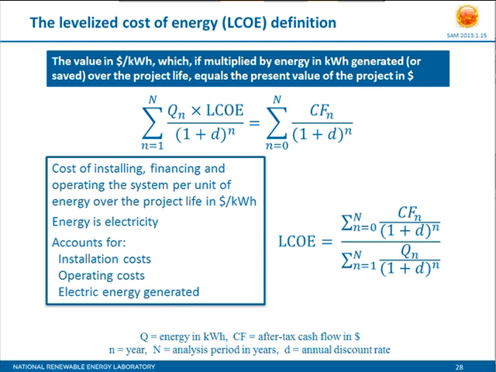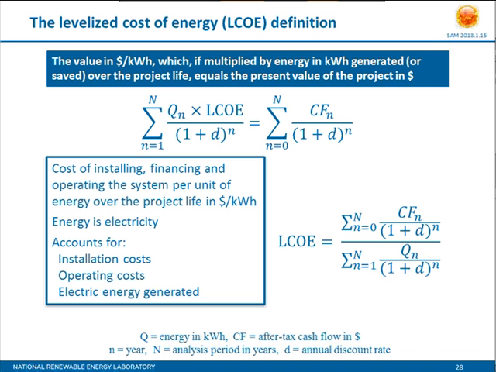Okay, the dreaded levelized cost of energy. This is the sort of classic definition of the levelized cost of energy. So it's a value in dollars per kilowatt hour. If I take that value and multiply it by the energy generated by the system, I get the total cost of the system over its life. So this equation is the definition of the LCOE, and then if I solve for the LCOE, I end up with this equation that SAM uses to calculate the LCOE.